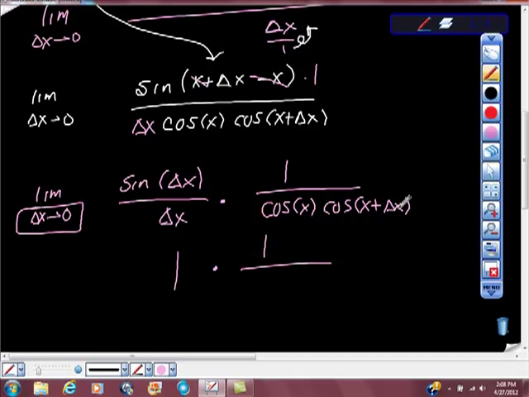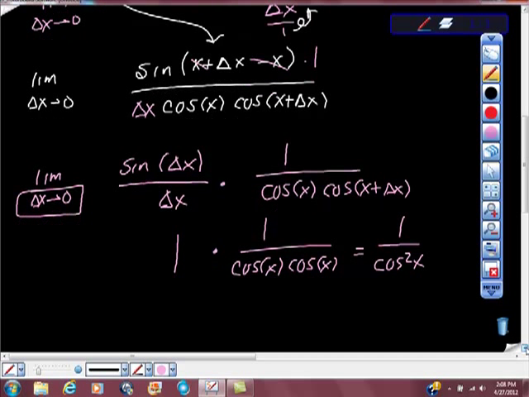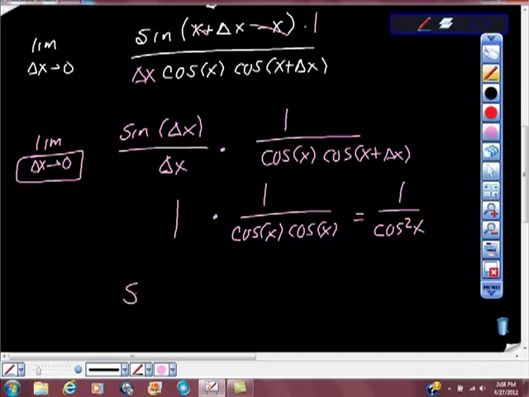Would it be undefined? No, it would make perfect sense. We'd have cosine x times cosine x, which is what? 1 over cosine squared x. And by definition, 1 over cosine squared x is secant squared x. This squared is that one, isn't it? So we proved it. Good enough?